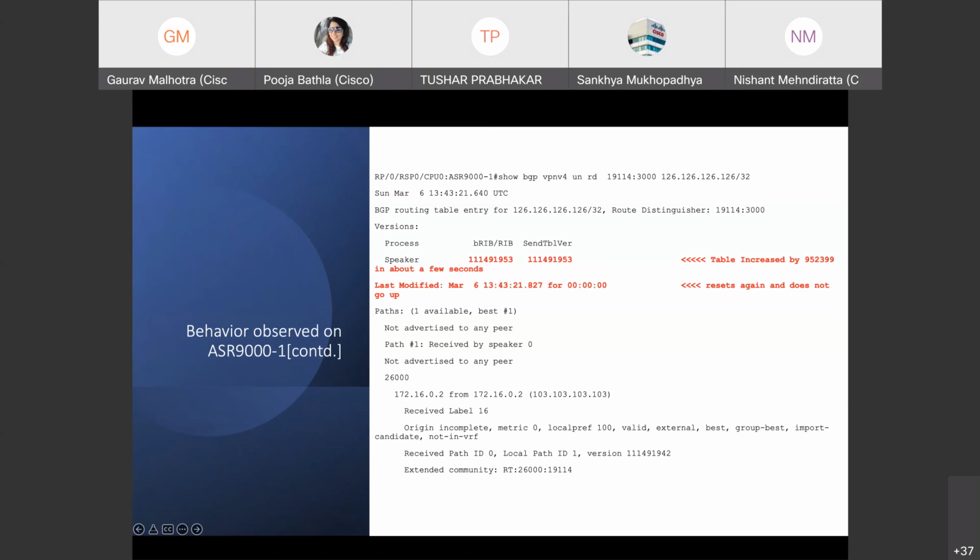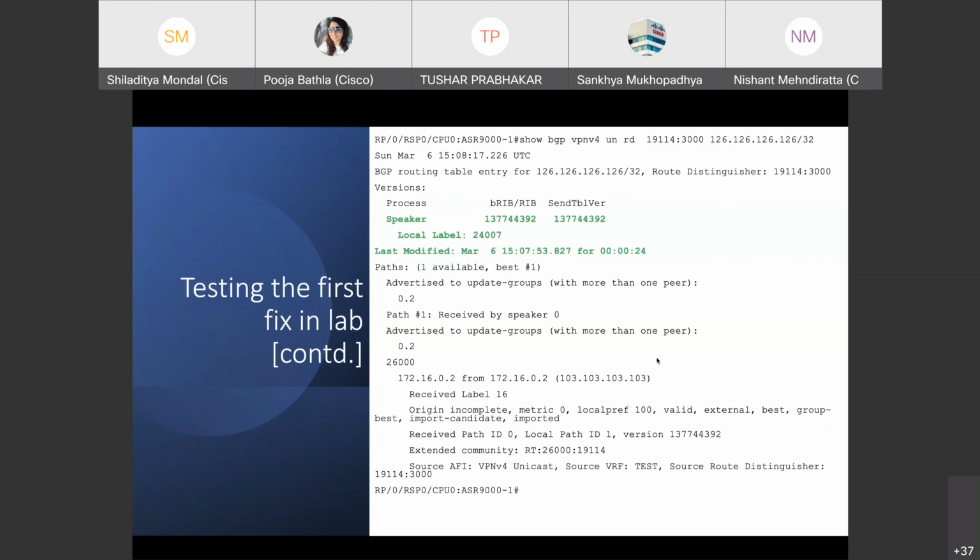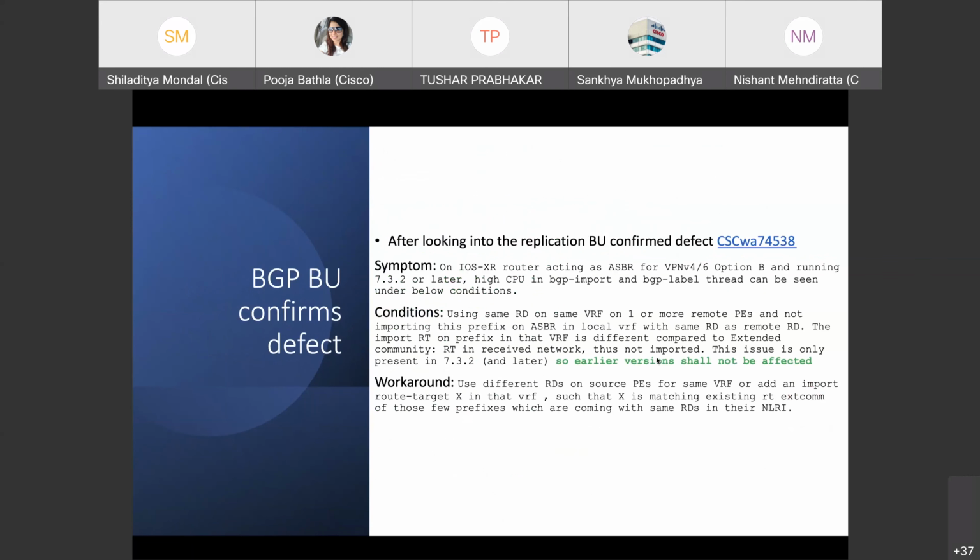Anything else from anyone? You can go ahead. Hi, Shankar. First of all, fantastic presentation and very good explanation as well. Can you please go to the defect slide? So for 663, this was working fine, right? Yes, I have mentioned this here, highlighted in green: it is only present in 732 and later. So earlier versions will not be impacted.